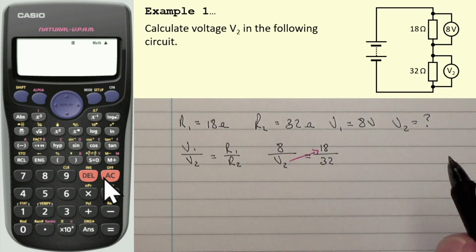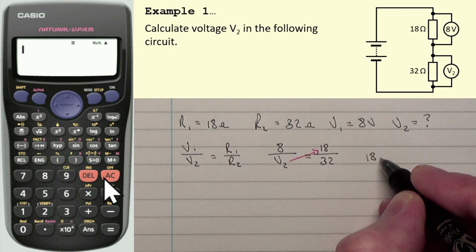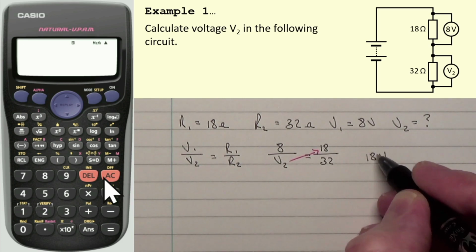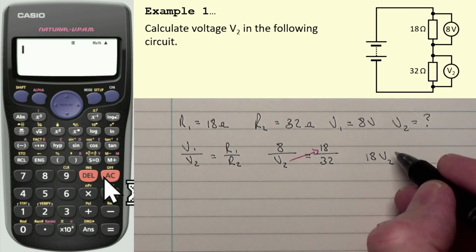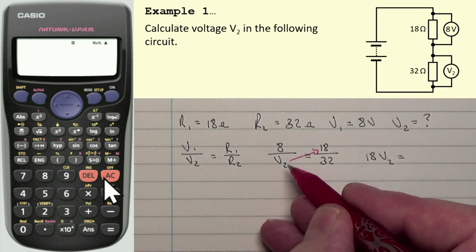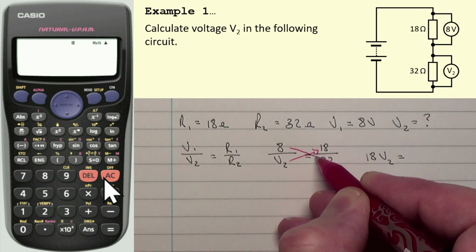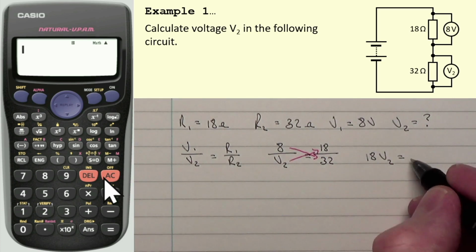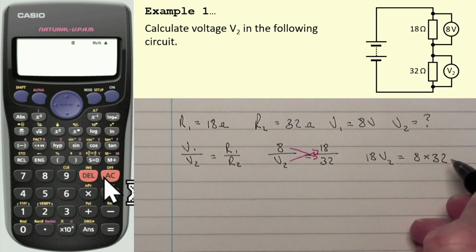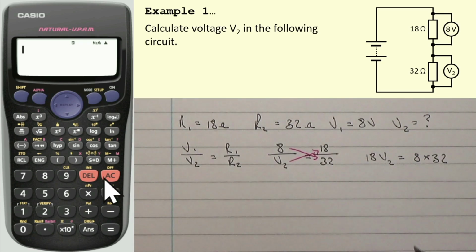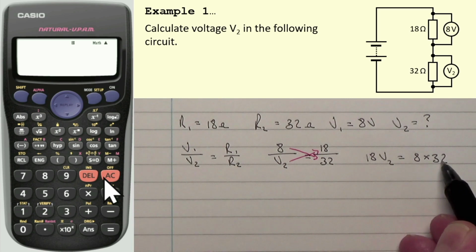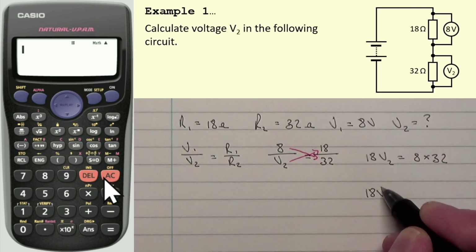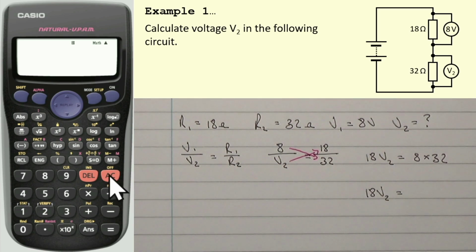So V2 times 18, I could also just write 18 V2. It's the same thing. So V2 multiplied by 18 is the same as 18 times V2. And that will be equal to, so bottom left times top right will be equal to top left times bottom right. So that will be equal to 8 times 32. Now, you might do it slightly differently yourself, but I'm just going to work out what 8 times 32 is. So I'll say that 18V2 is equal to 256.